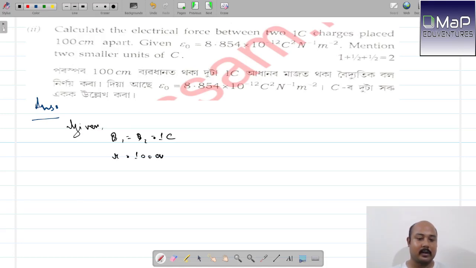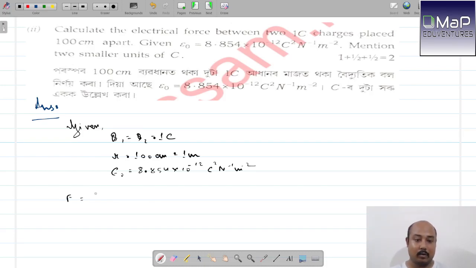So this 100 centimeter translates to 1 meter in SI system. And epsilon naught, the universal constant, is given to be 8.854 into 10 to the power minus 12 coulomb square per newton per meter square. Now to calculate the force, it's very simple.